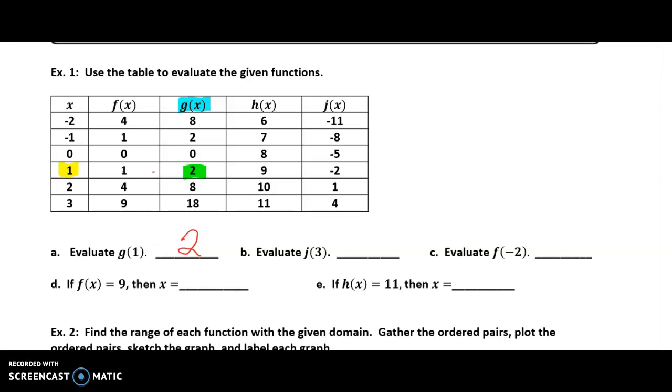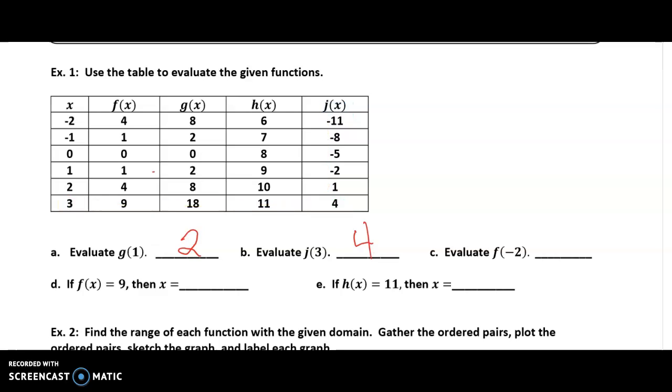Let's find j of 3. We're going to start with the j of x function, and then we are going to look for the input value of 3. So where those two intersect, input value of 3, go to the intersection of that and the j of x column, and that brings us to 4. So our evaluation of j of 3 is 4.